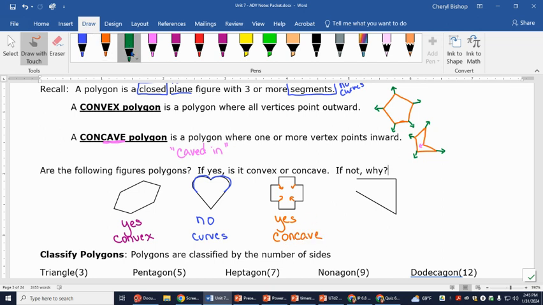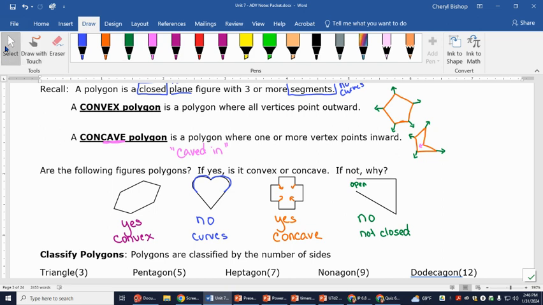And my last one, we have to say no to this one. Yes, I have straight segments, but I have an opening right here. It's open. These 2 corners don't make a corner. They don't touch each other. So we have to say no, this one's not a polygon because it is not closed.